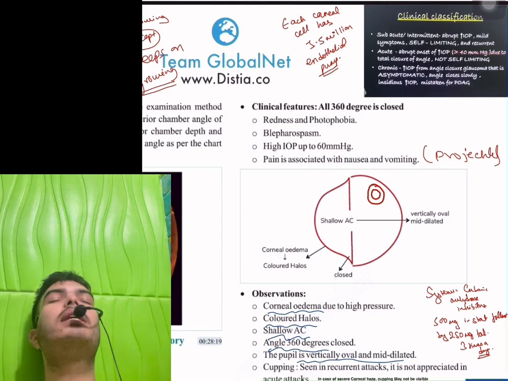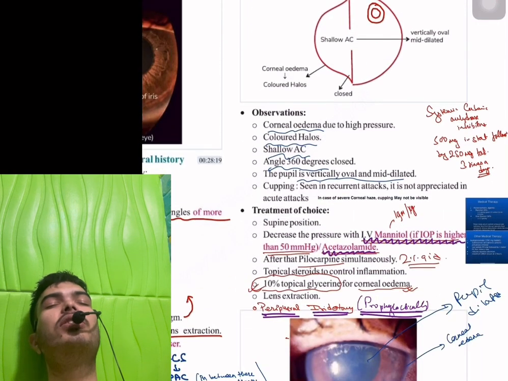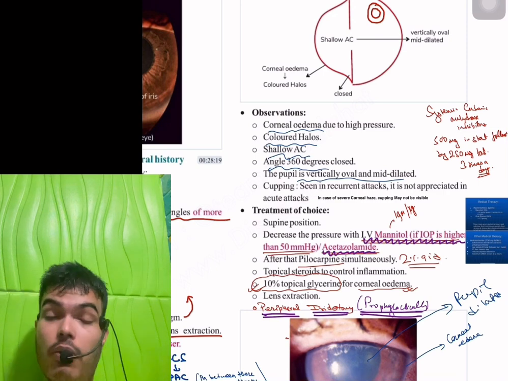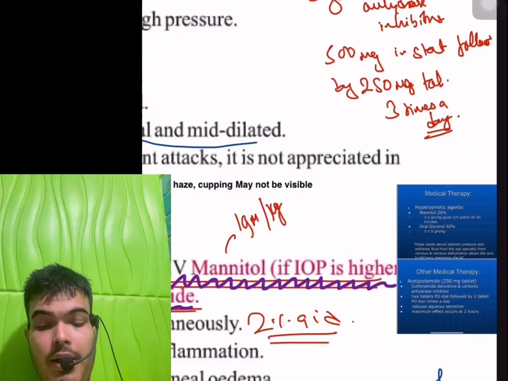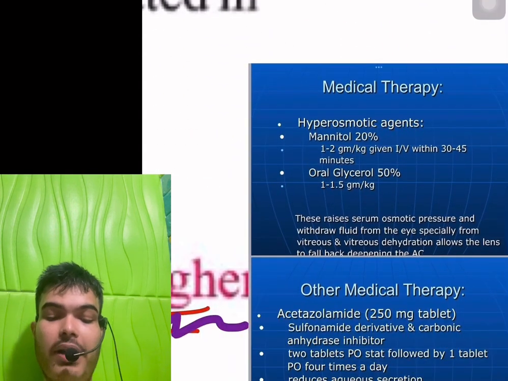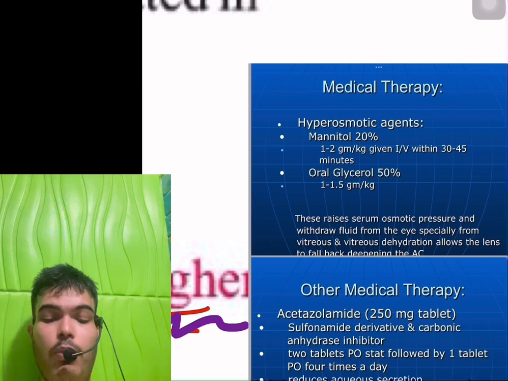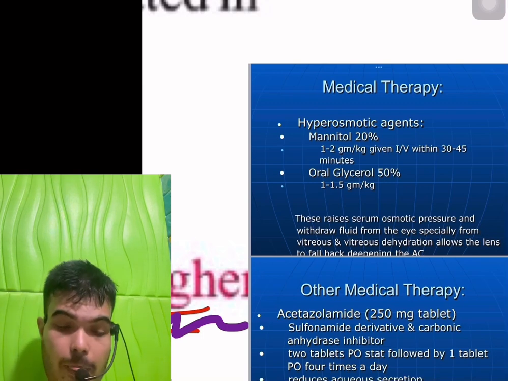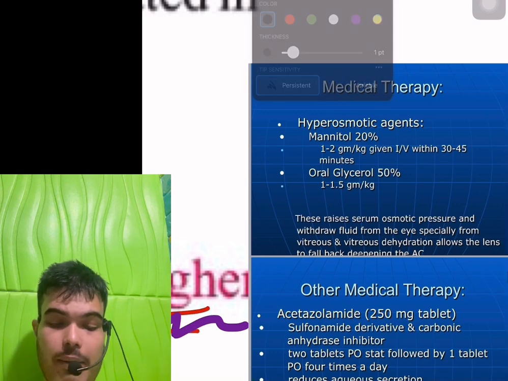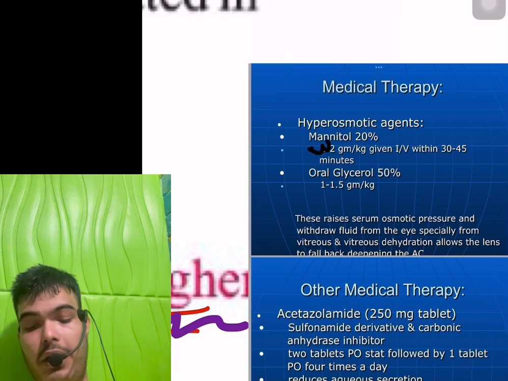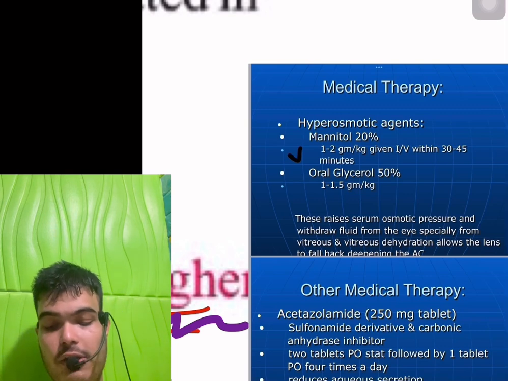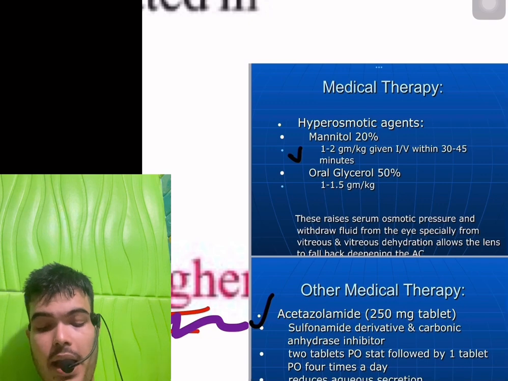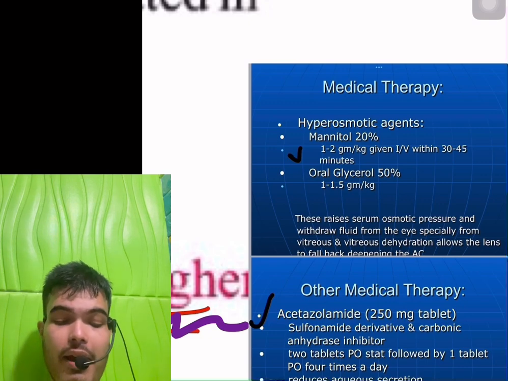Now how will you treat it? Keep the patient supine. You'll give IV mannitol, decrease the intraocular tension, and then only you'll give acetazolamide, okay? Then only you'll give acetazolamide. So there's this protocol over here, see? IV mannitol is given 1 to 2 gram per kg body weight. Then you can also give glycerol, and then you'll give acetazolamide, 250 mg tablet, okay? And after that, you'll go for pilocarpine, okay?